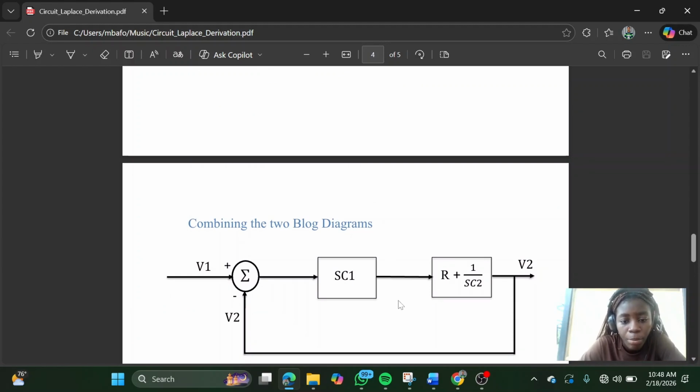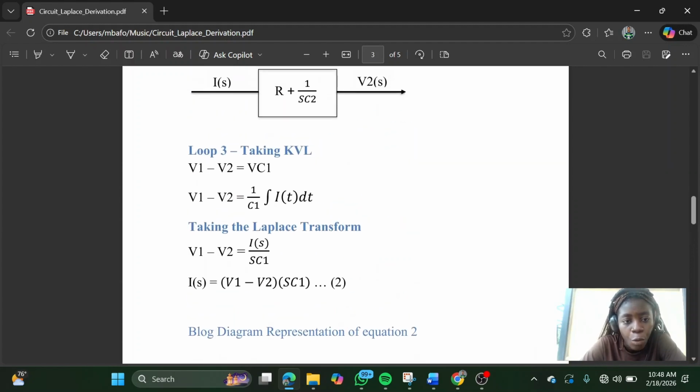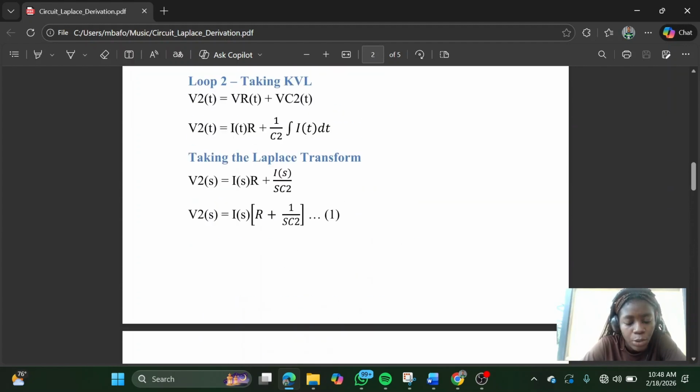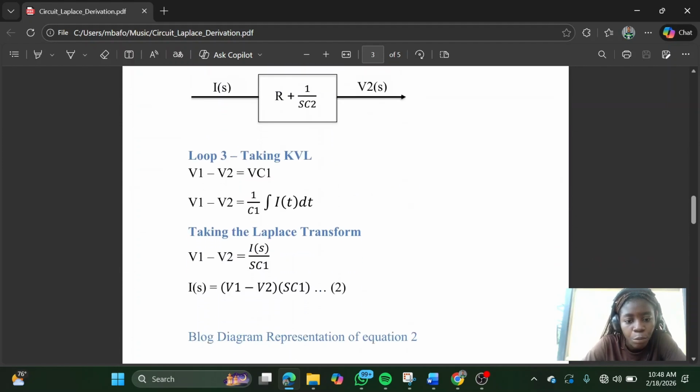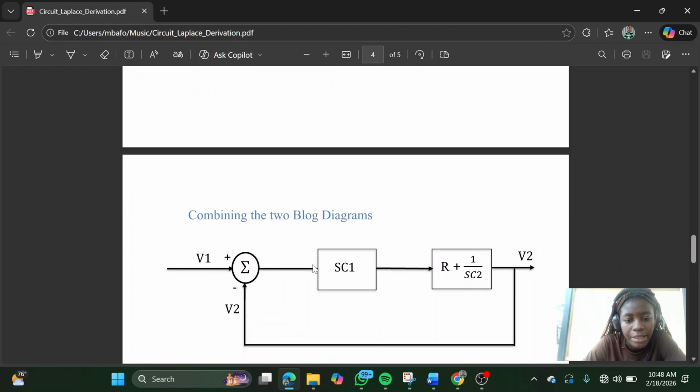The main reason why we combined the two blocks was because we can say that from loop 2, our I of S was our input and from loop 3, our I of S is our output. So we can combine, making us get SC1 times R plus 1 over SC2. The main reason for this summation is because of V1 minus V2. So from the feedback V2 taken from here to here, we present it by the summation. So V2, not forgetting our minus.